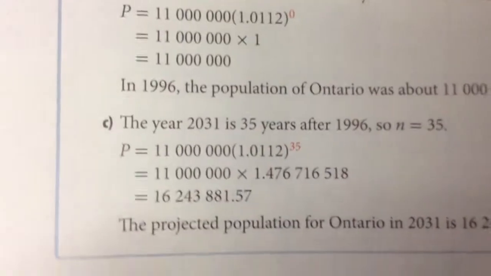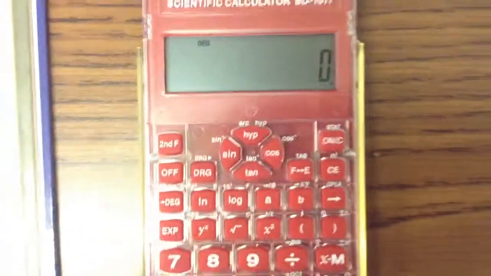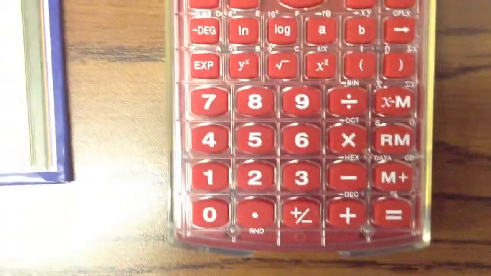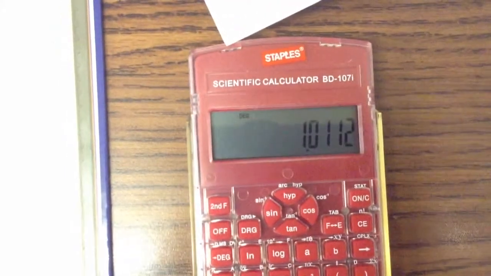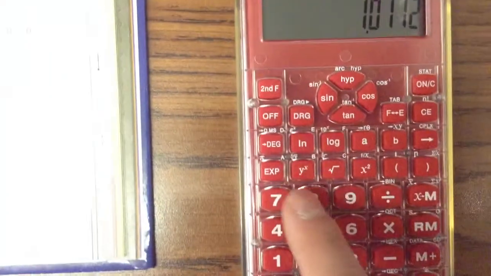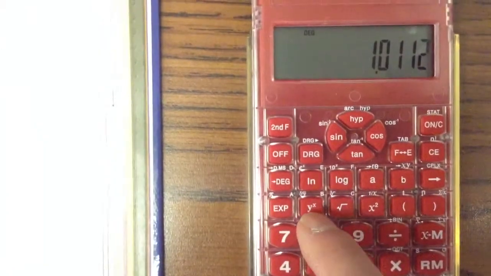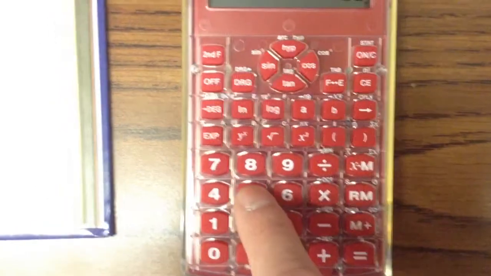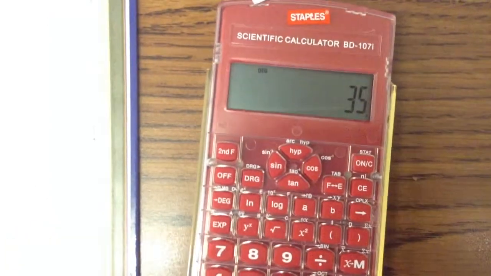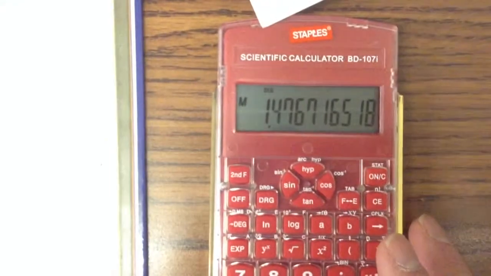Okay, so how do we do that in calculation? You're not scared by these numbers, you just plug in numbers. You have to do the first part. Type in the base, 1.0112, then find a button like y to the power of x. You hit that, type in your power, 35. Now hit equal. There's the number, and it matches what we have over here.